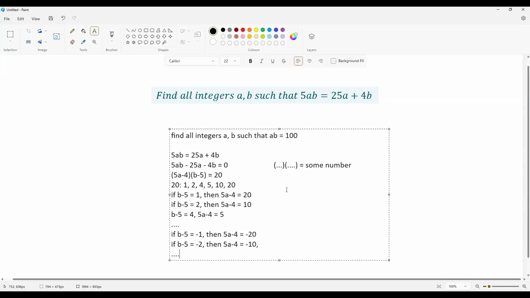But these are not all solutions, right? Because, for example, this would mean b is equal to 6, and a is equal to 24 over 5, which is not an integer. So, no solution. What about when b minus 5 is equal to 2? And b is equal to 7, and a is equal to 14 over 5. Again, no solution. In this case, b is equal to 9, and a is equal to 9 over 5. No solution.